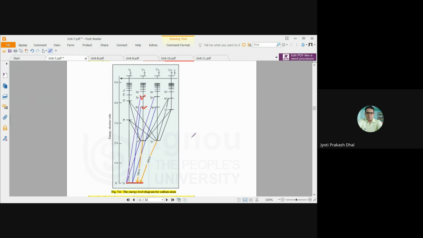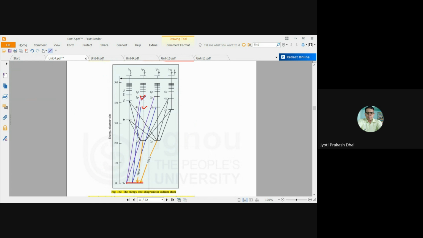Now in the excited state, the electrons present in the 4s, 4p, 5p and 6p energy levels will come back to the ground state or lower energy state. If they come back to the lower energy state, they may directly come back to the ground state, or they may indirectly come back to a lower energy state and after that to the ground state.